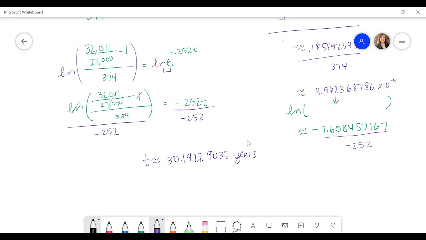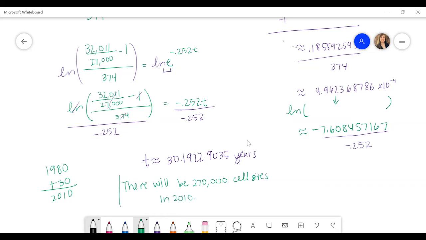Okay, so remember we went backwards this time, so this is years, right? So the years since 1980, excuse me. So about 30 years later, 1980, if we went 30 years later, that'd be 2010, right? So there will be 270,000 cell sites in 2010. Whew.